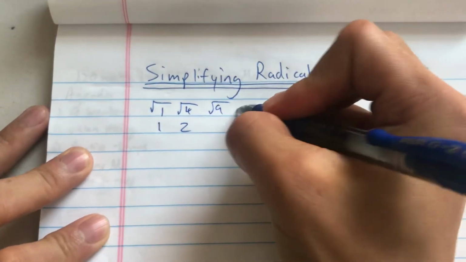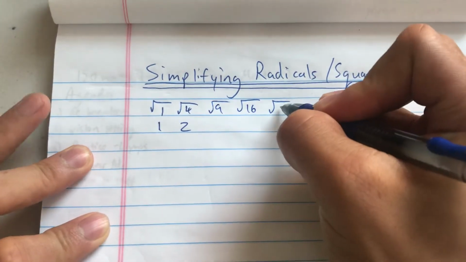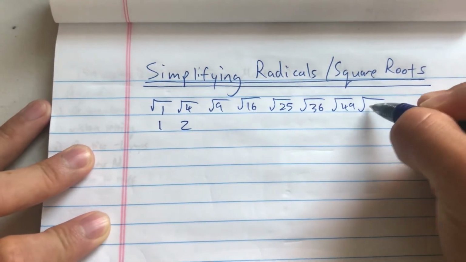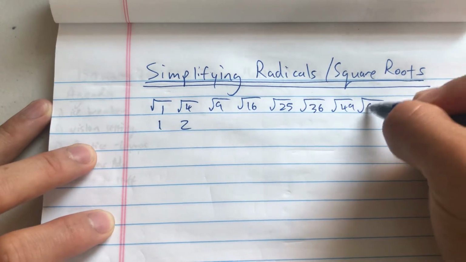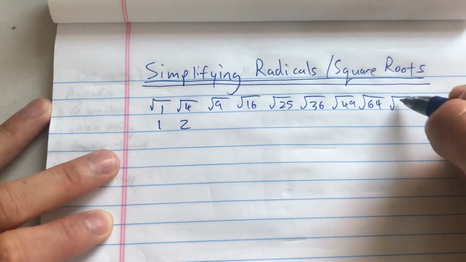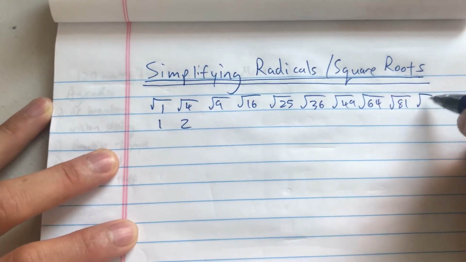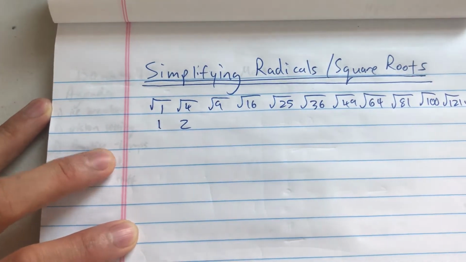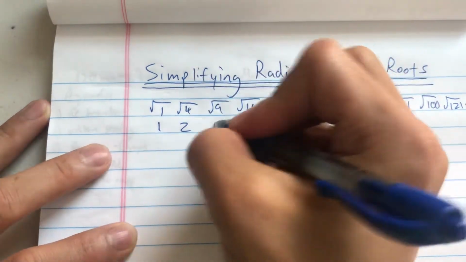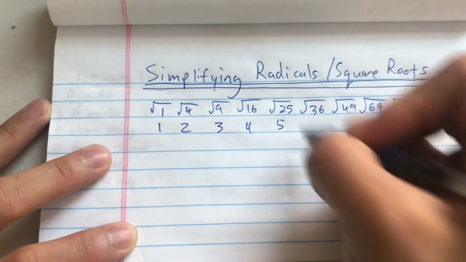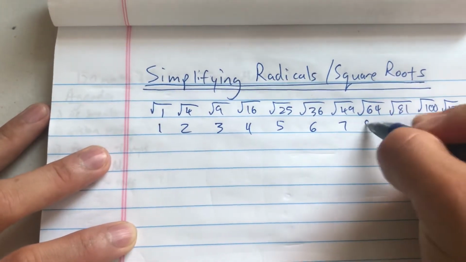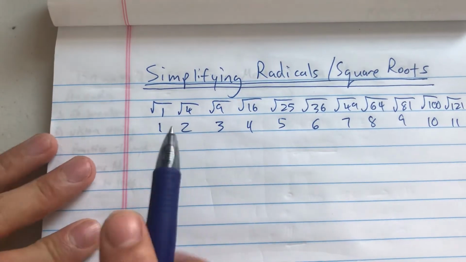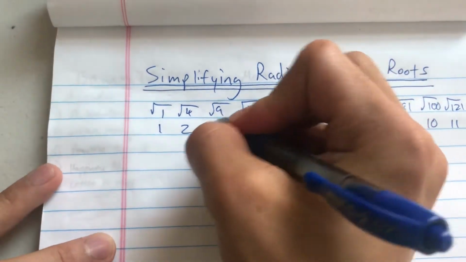So I'm going to go ahead and make them: root 9, root 16, root 25, root 36, root 49, root 64, root 81, root 100, root 121, root 144, okay? And obviously square root of 9 is 3, square root of 16 is 4, square root of 25 is 5, etc. 6, 7, 8, 9, 10, 11, 12, okay? Keep in mind that the square root of a perfect square just gets you simply that number.